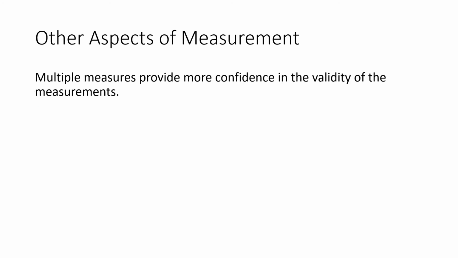In actuality, what do research scientists like to do? They prefer to do multiple measures. Multiple measures provides more confidence and validity in the measurement. You should do as many measures as feasible.